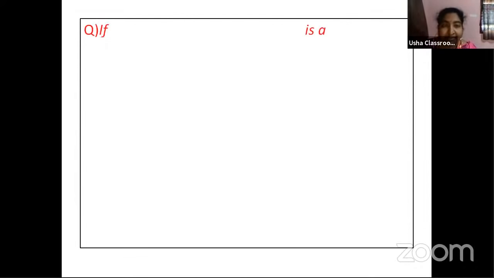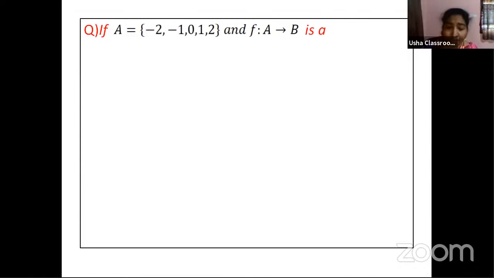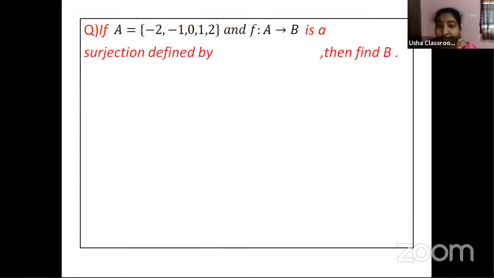Next, we'll see another question. If A is equal to -2, -1, 0, 1, 2, this is a set A. And you are given a function f maps A to B is a surjection. This is surjection again. And the function is defined as f of x is equal to x square plus x plus 1. Then you need to find the value of B.